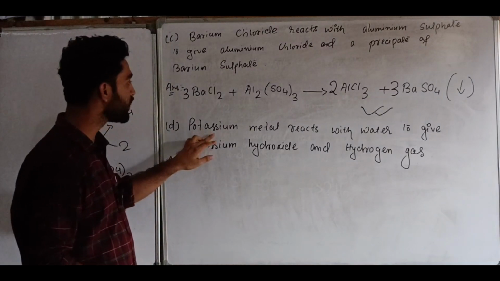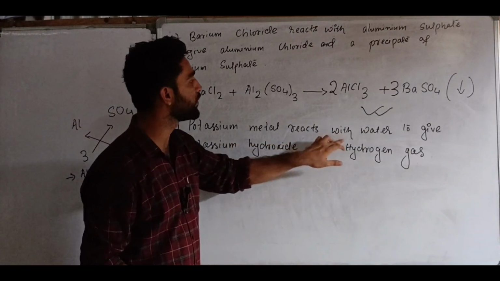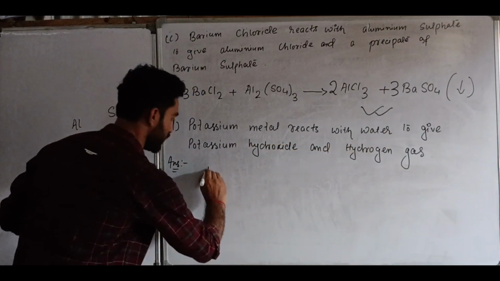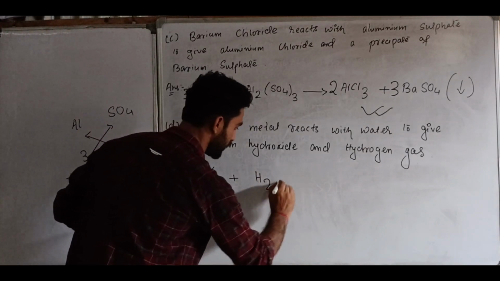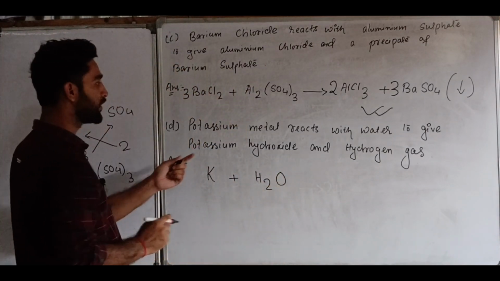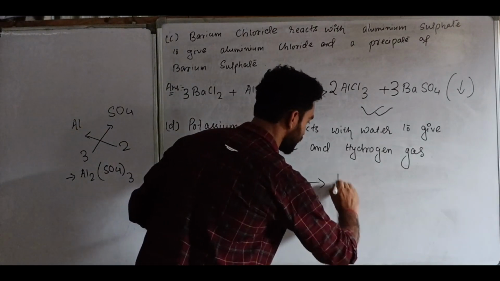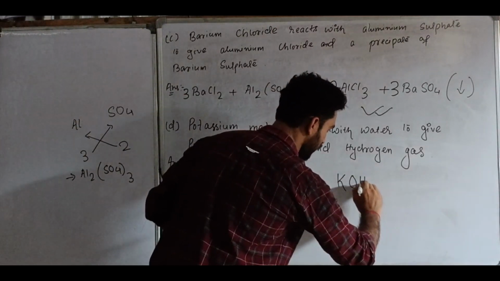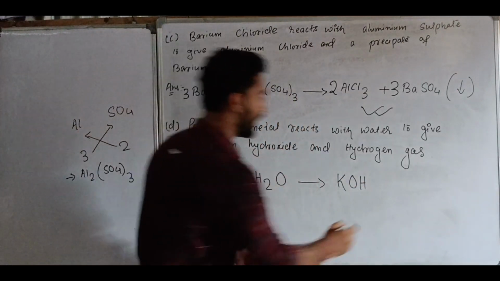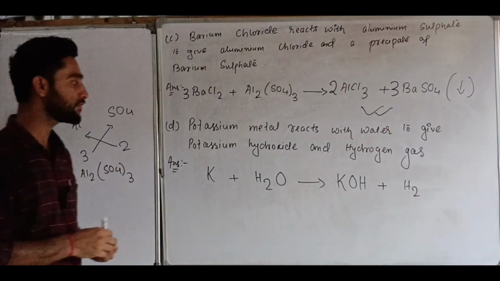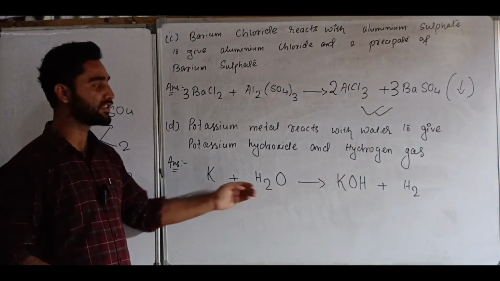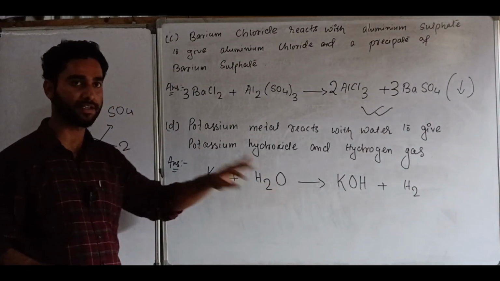Next you see, potassium metal reacts with water. So the potassium formula is K. Potassium reacts with water to give potassium hydroxide, KOH, and hydrogen gas. Now you balance. This is a skeletal chemical equation, balance the equation.